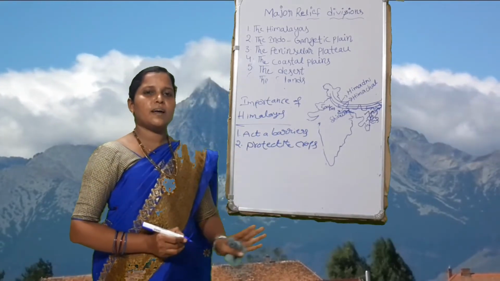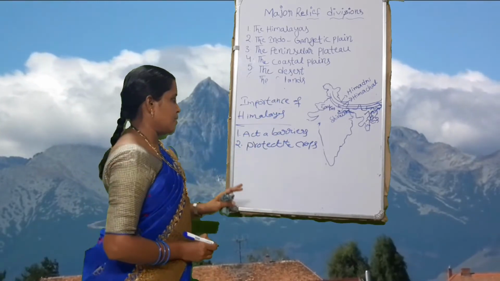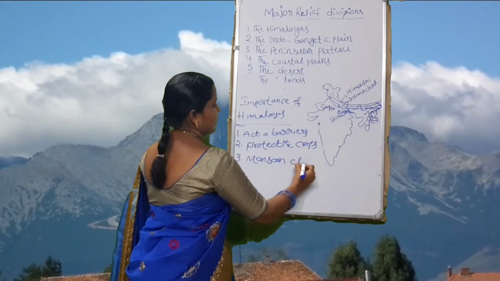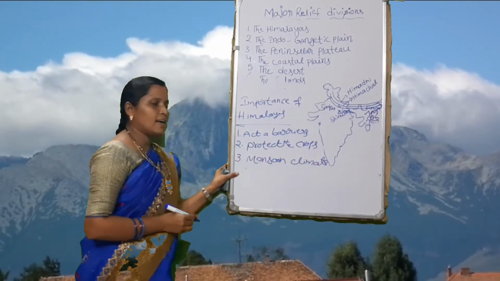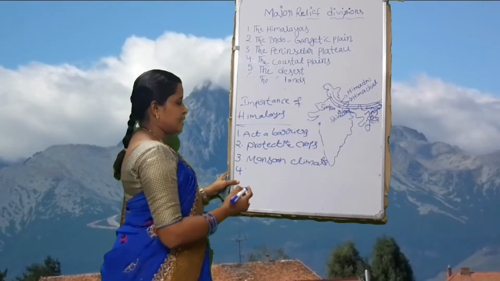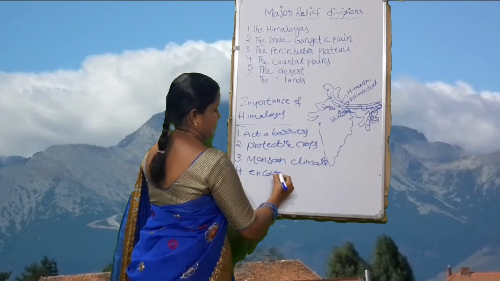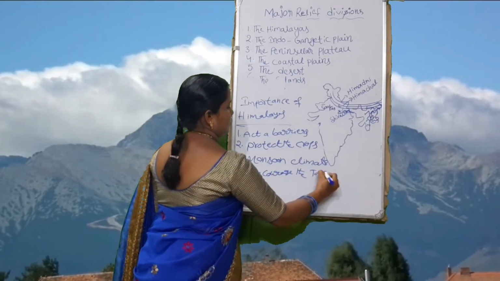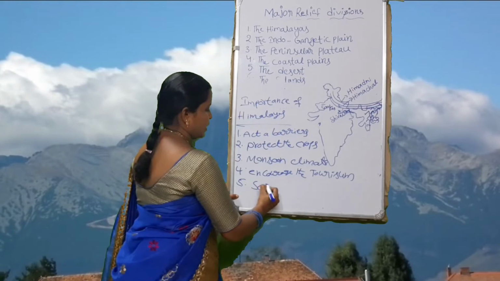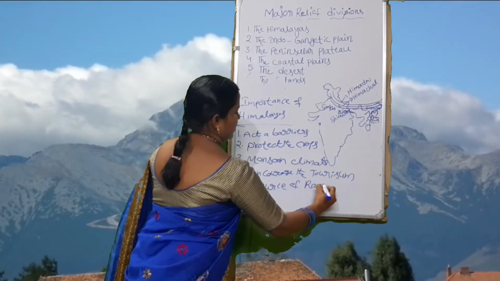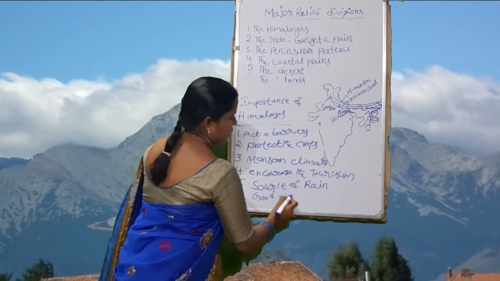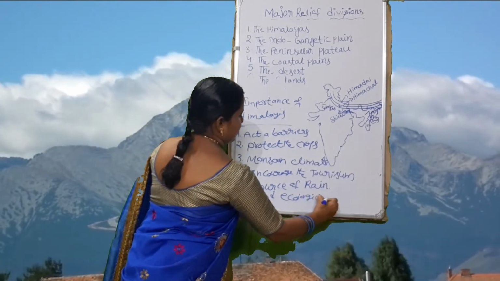The Himalayan ranges stop the cold winds from Central Asia. The Himalayas create the monsoon climate also. They encourage tourism. The Himalayas are a source of rain. They give a good ecological environment.